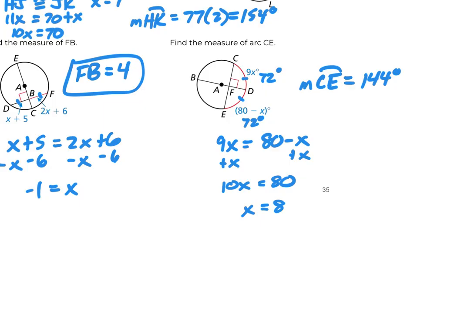Okay, this is the way I probably would write it out. They wrote it out in words, measure of arc CE. I would just use the symbols. Little m means measure, and then the symbol for arc CE.